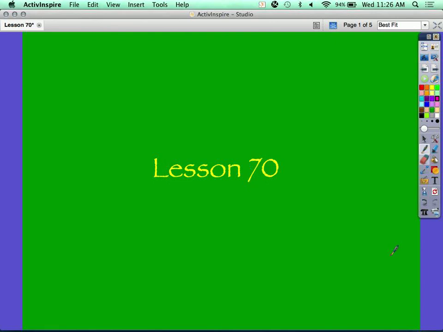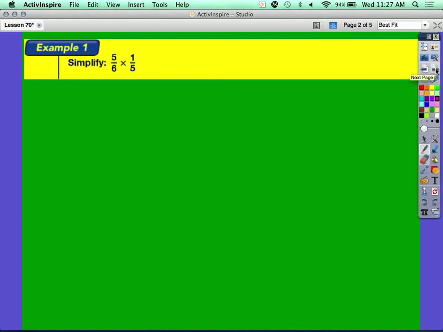For lesson 70, we're going to talk about reducing before we multiply. We've talked about some of this. I kind of showed you ahead of time how to do some of this, so hopefully this is a review. So I'm going to simplify 5/6 times 1/5.